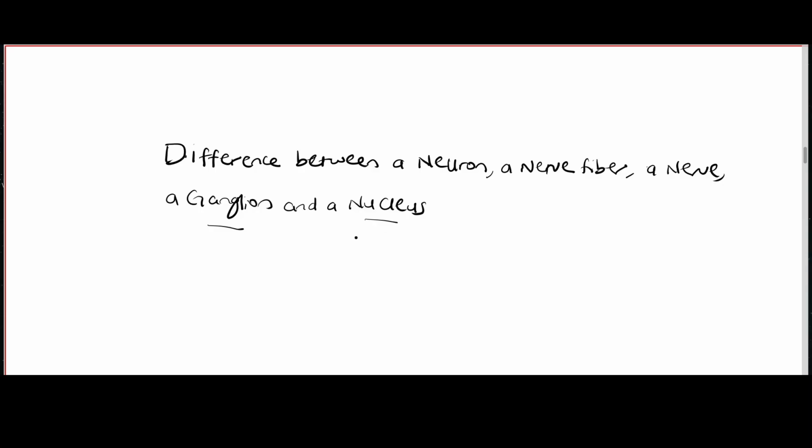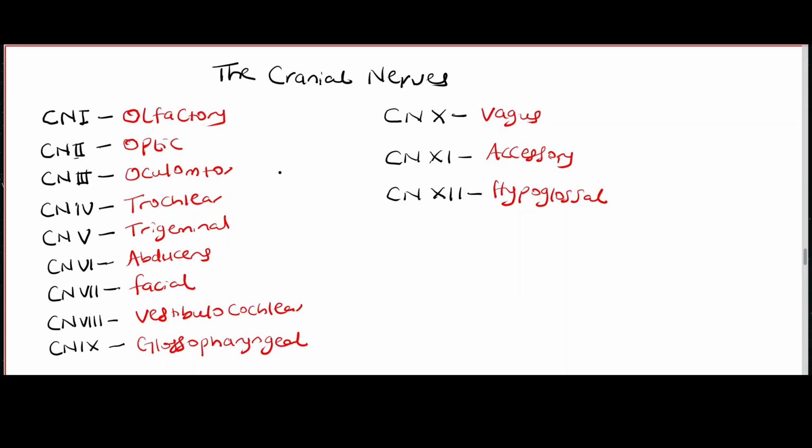Okay, so now that we understand these basic structures, we can now discuss the cranial nerves. Now the cranial nerves are peripheral nerves that arise directly from the brain or brainstem. There are 12 pairs of cranial nerves, mainly supplying the head, the neck, and special sense organs. Even though they originate from the brain, they are classified as part of the peripheral nervous system because they extend outside the central nervous system.